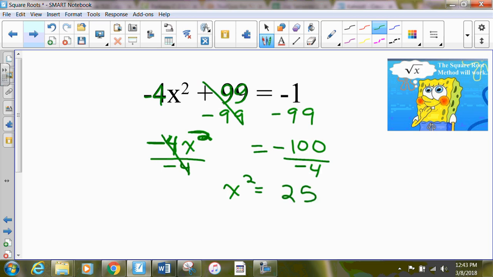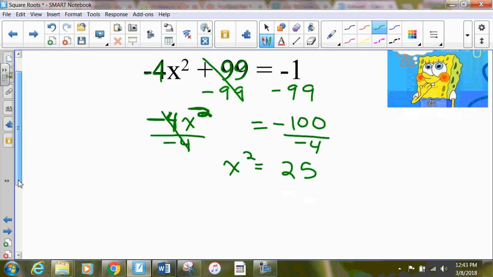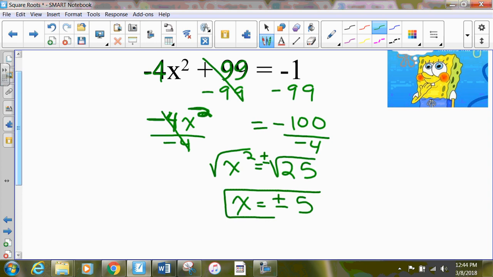And now we're back to what we started with at the beginning of this tutorial, where we have the x squared equals a number. We're going to do the opposite of the square. We take the square root of both sides. When we do take the square root of both sides, we have to remember to put the plus or minus. The square root of a square cancels out. You bring down the plus or minus, and the square root of 25, what number times itself gives me 25, is 5. So we have two answers, both 5 and negative 5 work.